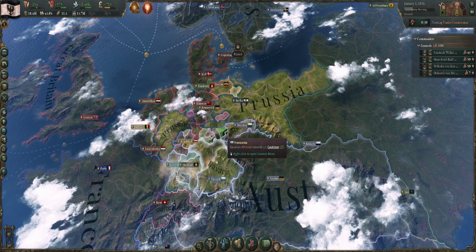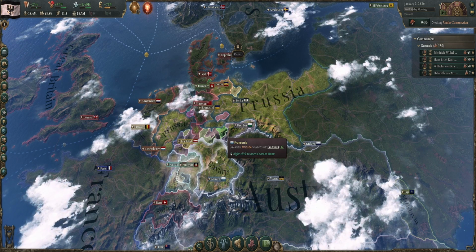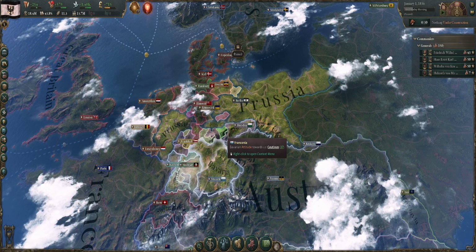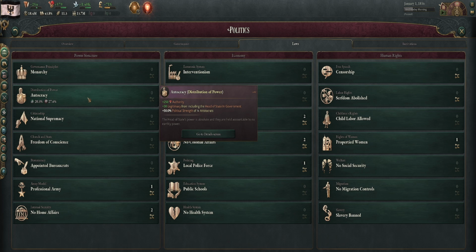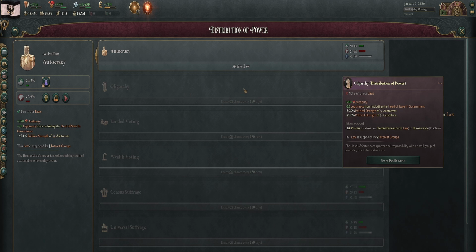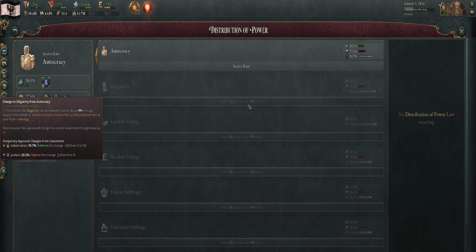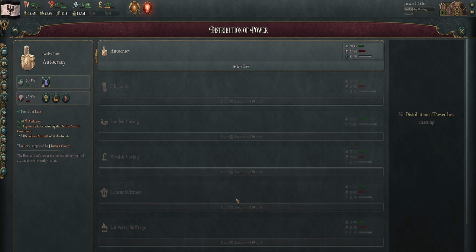It just represents your leader's power within the nation. Pretty much, that's all it is. And it can be altered through laws. So, for example, if you go over here, which, again, we're going to get into, it can be altered here. And if you go to distribution of power, the lower you get, for example, let's say I want to build an oligarchy, a landed voting, I want to go for wealth voting, etc.